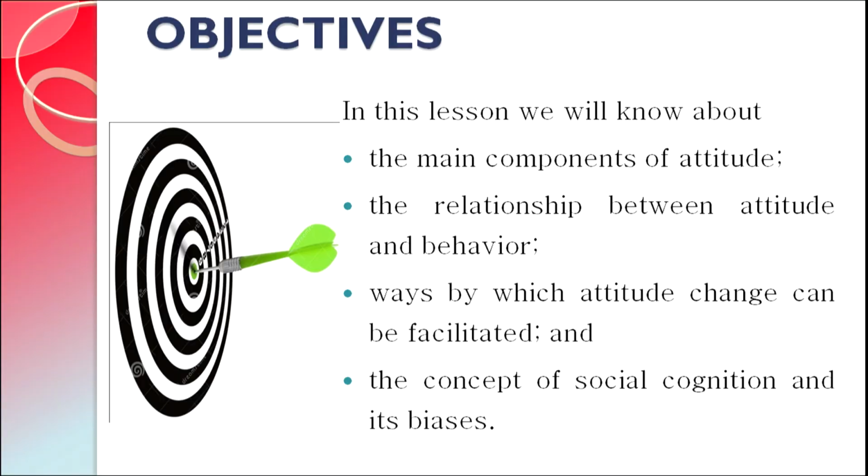So, basically in this lesson we will know about, number 1, the main components of attitude, the relationship between attitude and behavior, the ways by which attitude change can be facilitated, and also we will discuss the concept of social cognition and its biases.